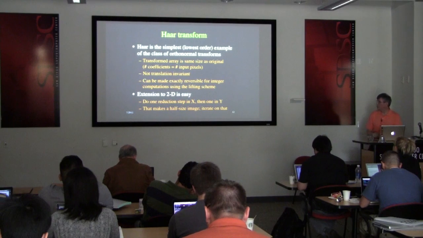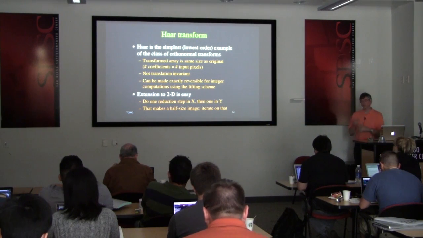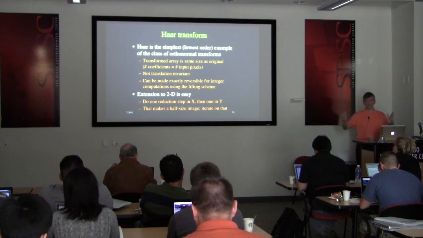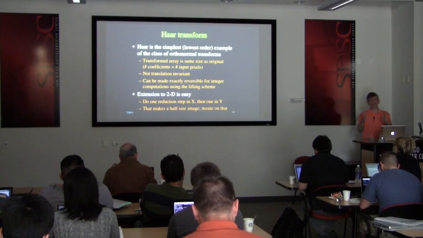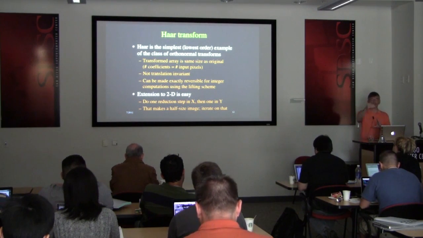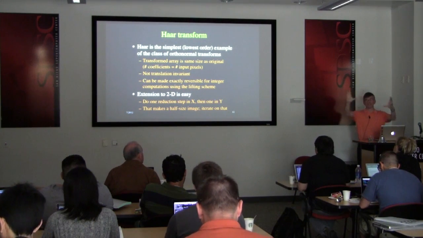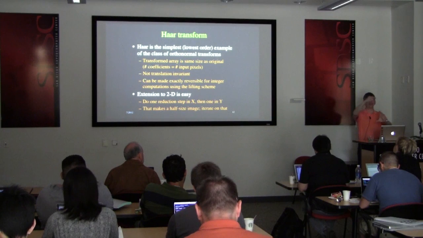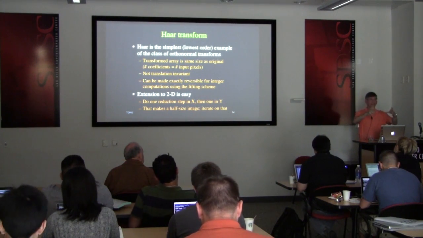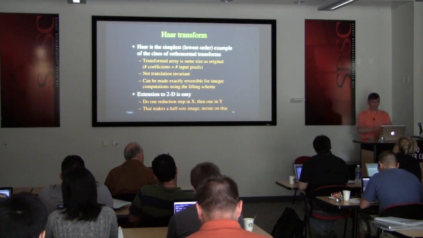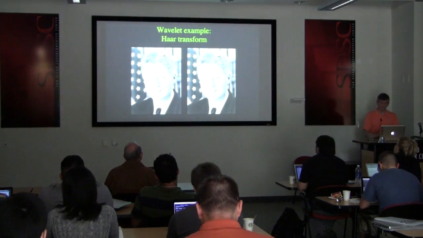The extension to two dimensions is very easy. What you do is you do one of these reduction steps, binning the image down in pairs in the x direction, and then you do one reduction step in the y direction. So the effect is you take the image, which is a certain size, and you shrink it down by a factor of 2 in each direction. And then you iterate on that. So you take that image again, shrink it down by a factor of 2.